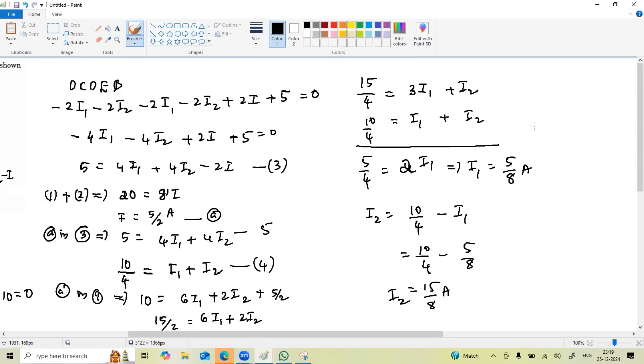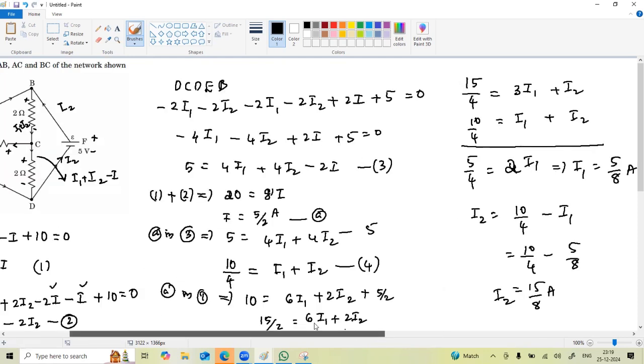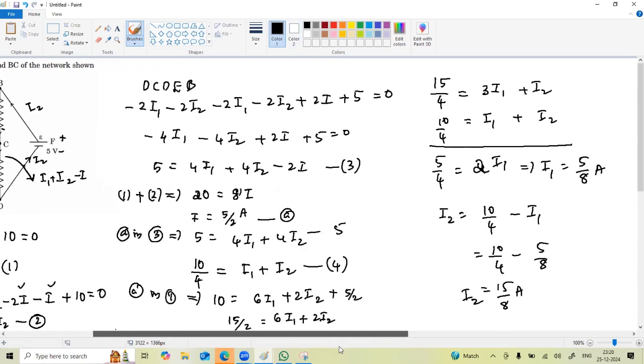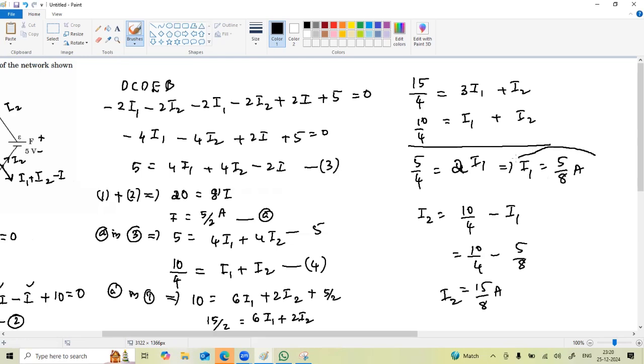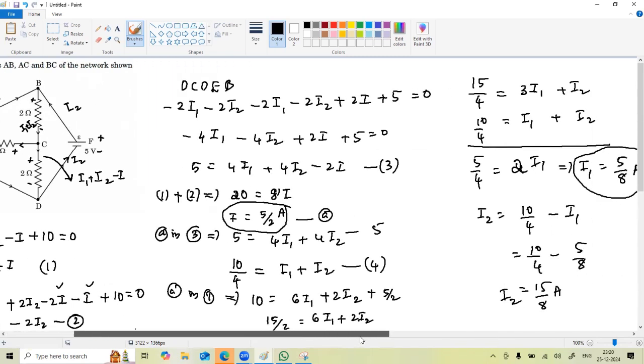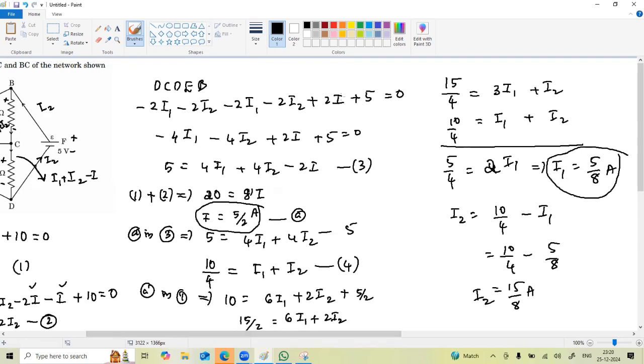Now current through AB is the same as I1. I1 you got already, 5 by 8. Current through AC is just I. I we got as 5 by 2. Now current through BC is I1 plus I2. I1 plus I2 we already got directly as 10 by 4 amperes here.